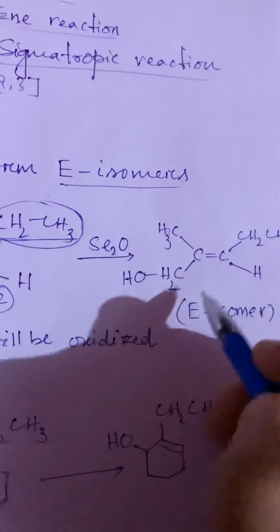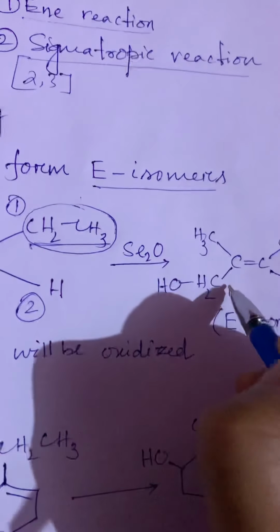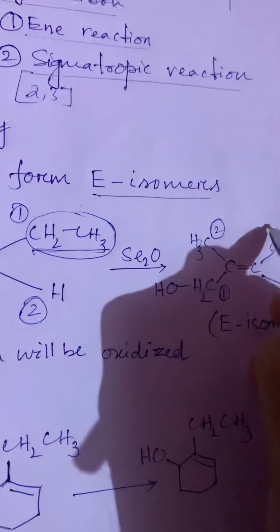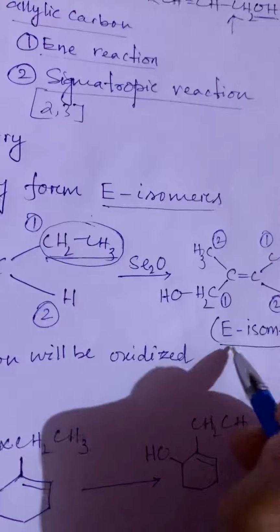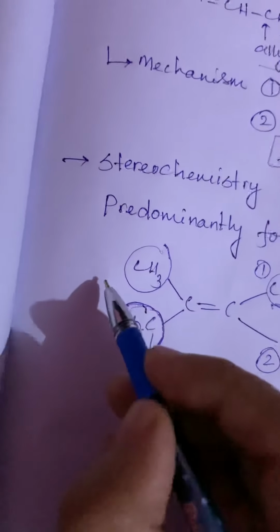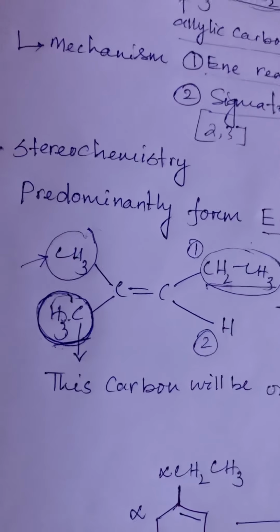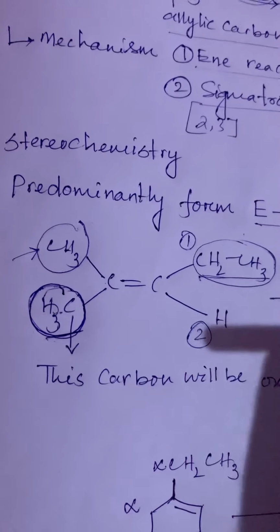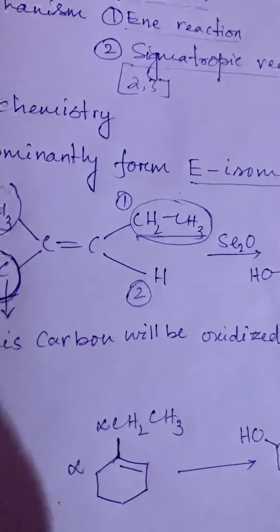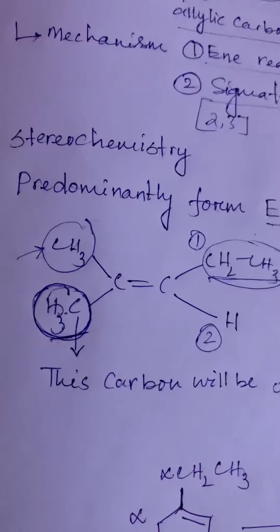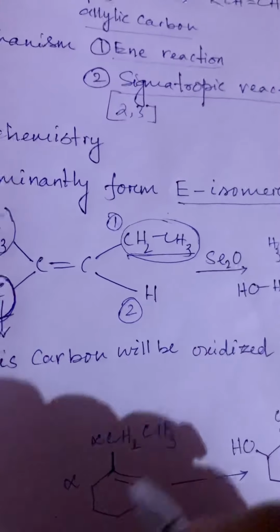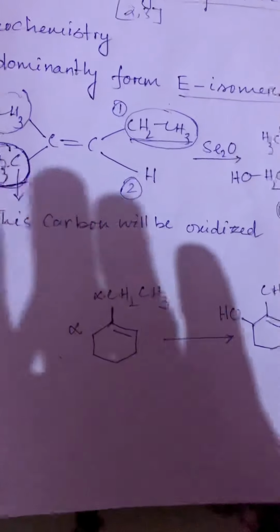As you can see here, this is our first priority and this is our second priority, and in this case this is our first priority and this is our second priority. So we are getting the E isomer. And if this carbon were oxidized, then we would get the Z isomer. So predominantly, by treating any such compound with SeO2, we are going to get the E isomer. This is very important, you should remember. The stereochemistry is important here.